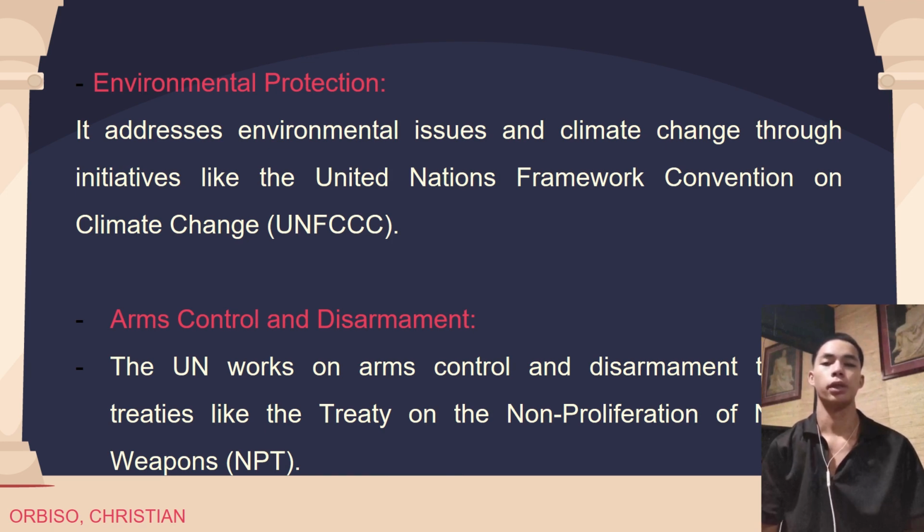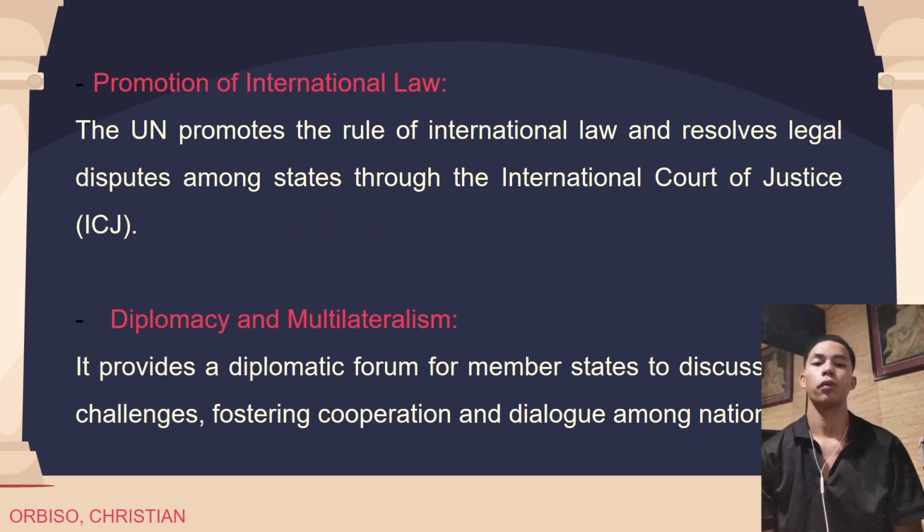Environmental protection. It addresses environmental issues and climate change through initiatives like the United Nations Framework Convention on Climate Change, or UNFCCC. Next is arms control and disarmament. The United Nations works on arms control and disarmament through treaties like the Treaty on the Non-Proliferation of Nuclear Weapons, or NPT. Promotion of international law. The United Nations promotes the rule of international law and resolves legal disputes among states through the International Court of Justice, or ICJ.